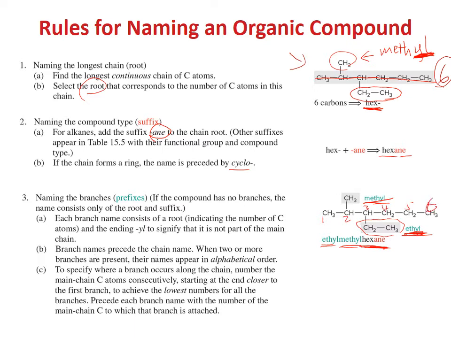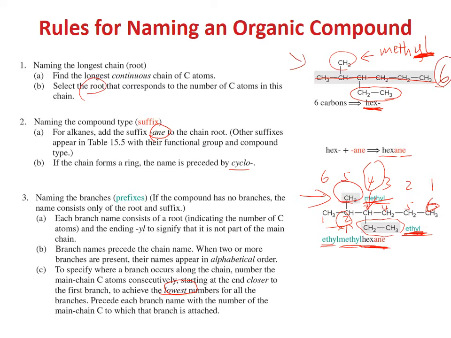When we number this way, the first branch, methyl, is at number 2 carbon. Now, if we go the opposite way, for example, 1, 2, 3, 4, 5, 6, then the first branch is here, number 4. It's this ethyl at number 4 carbon. We need to achieve the lowest number for the branch, and therefore this way, from left to right, is the correct way, because the first branch is number 2, the lowest.